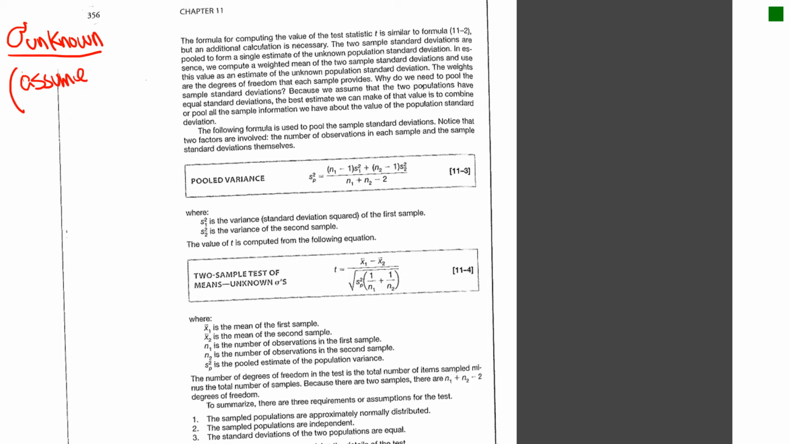as you look at the two samples, you assume that the standard deviations, I'm going to write this out, standard deviations are equal, not unequal, because there's a different formula for the unequal assumption. So this is for sigma unknown, assuming that the standard deviations of the two populations are equal.